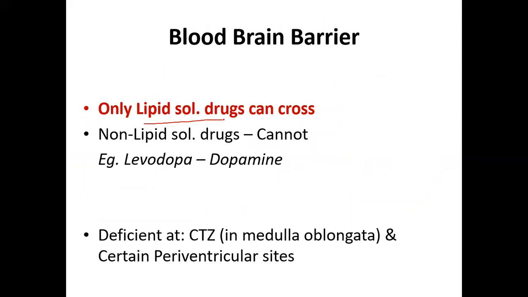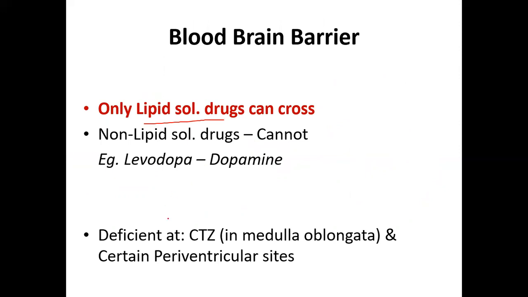easily cross the blood-brain barrier, whereas water-soluble drugs will not be able to cross the blood-brain barrier and will not reach the brain. That is one of the properties that is seen when we give levodopa. Levodopa, being lipid soluble, easily enters the brain and is converted to dopamine, whereas dopamine does not enter the brain and is of no or limited utility in cases of Parkinsonism.